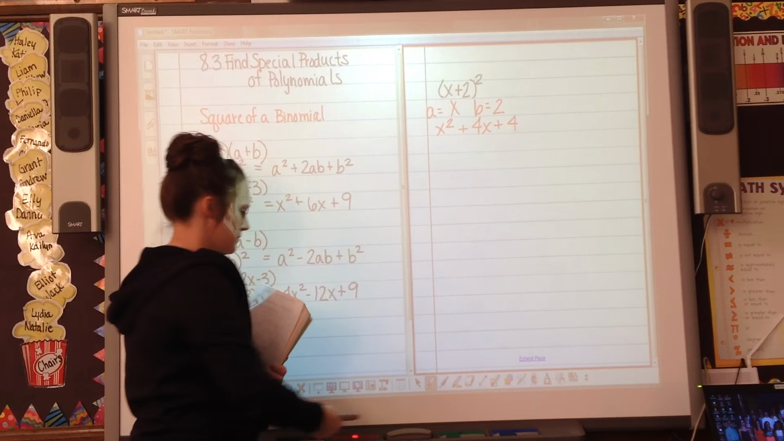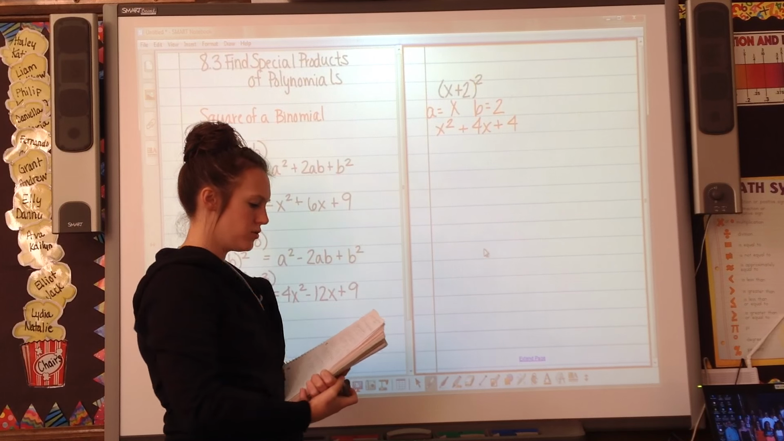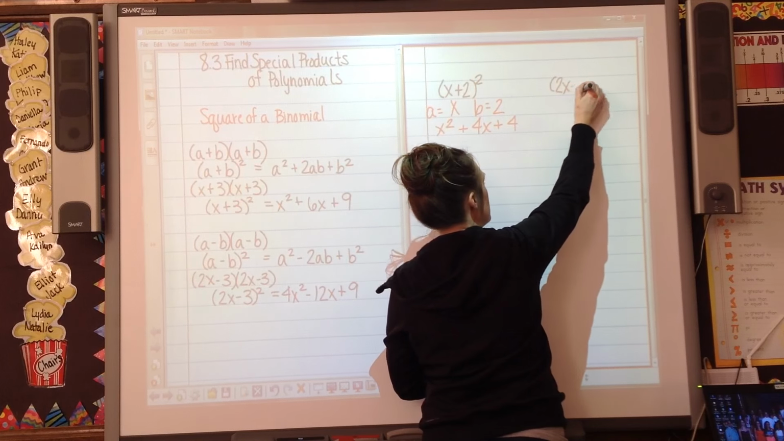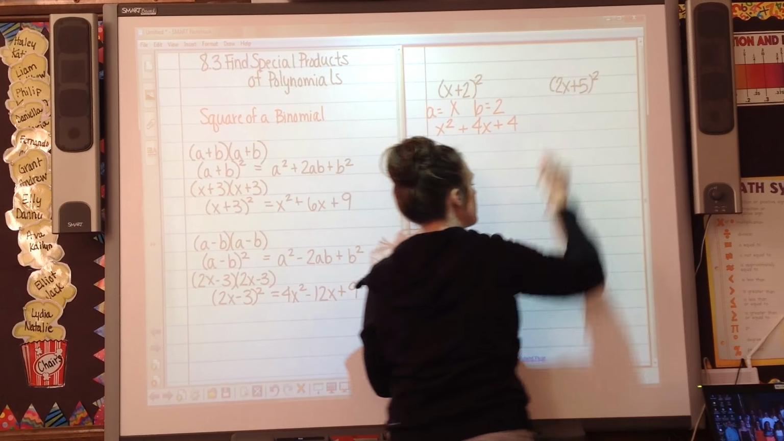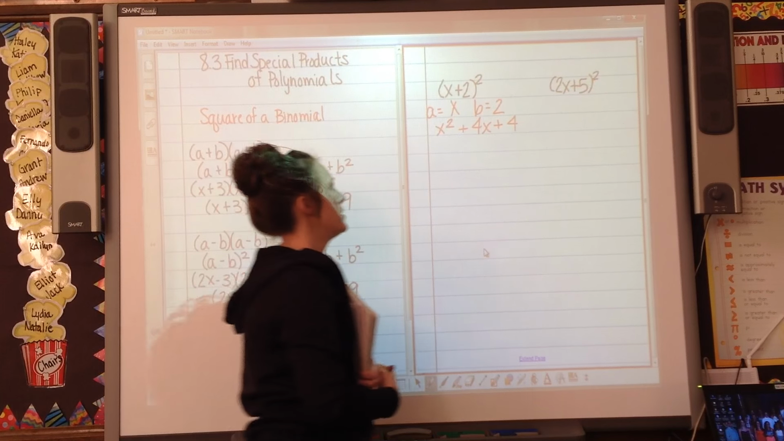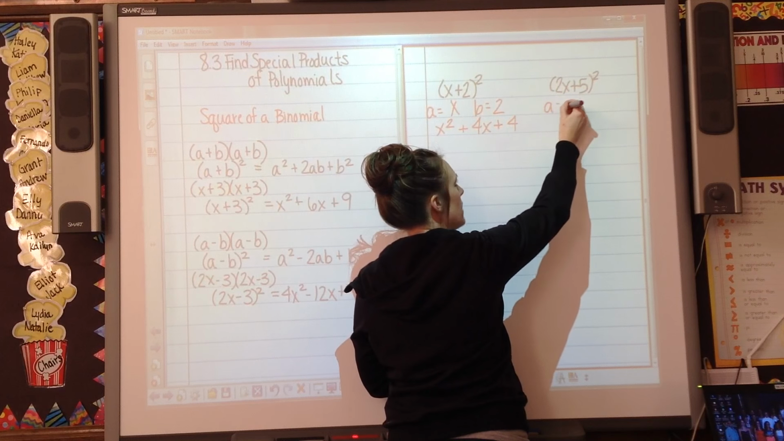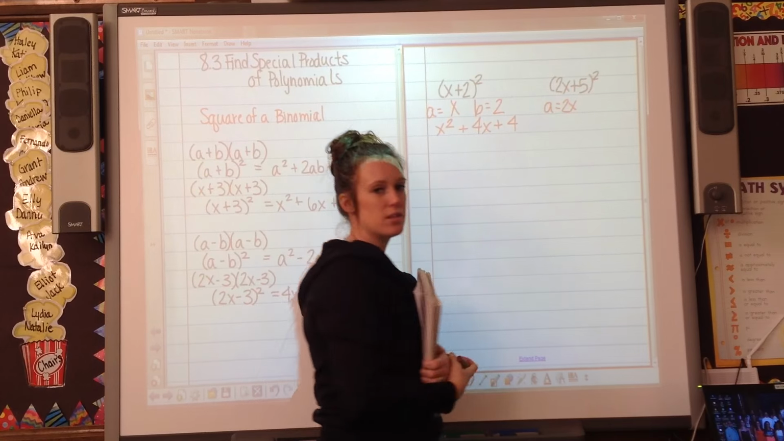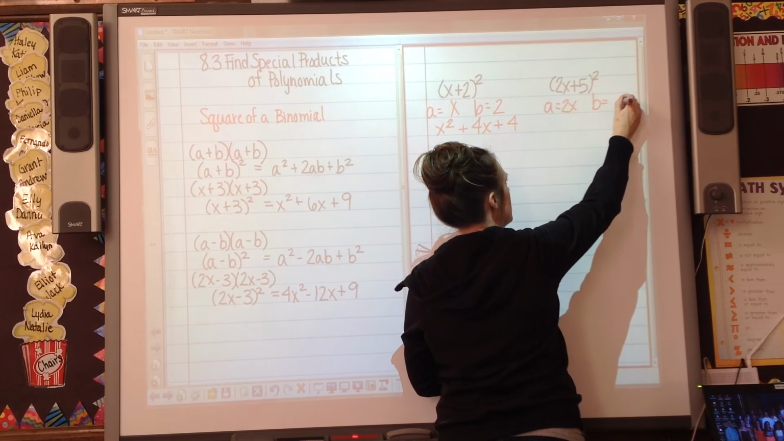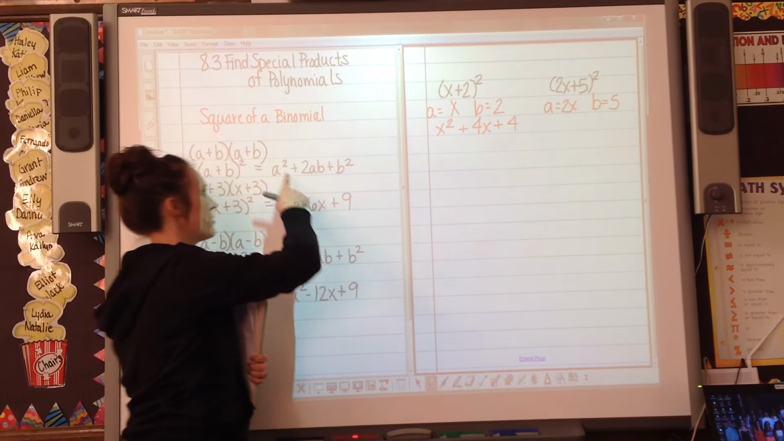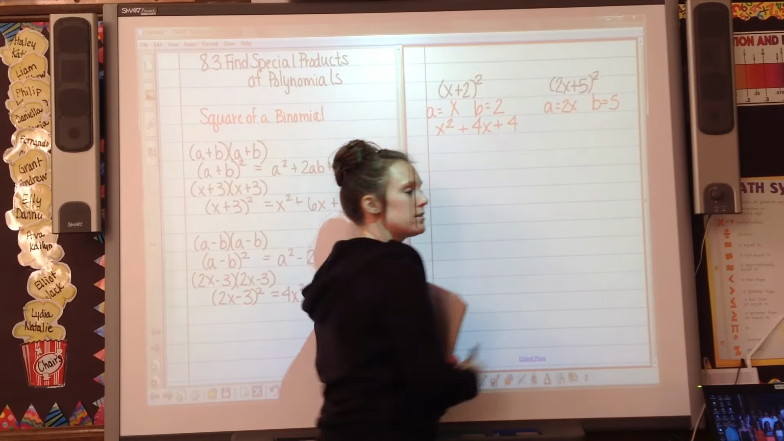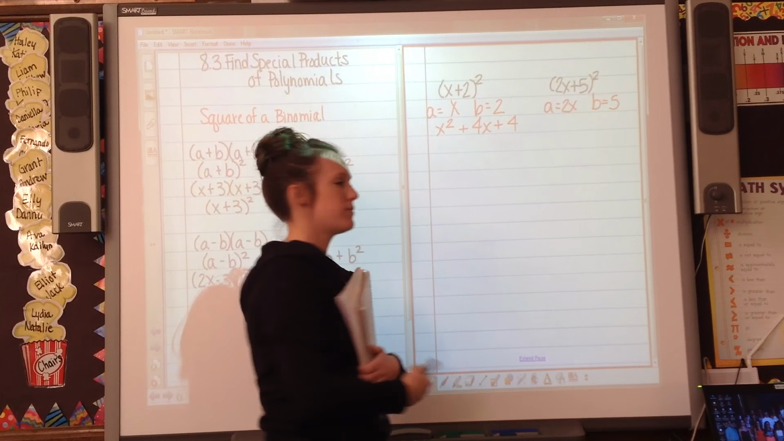Let's try another one. Let's do 2x plus 5, that quantity squared. Identify your a and your b term. My a term is 2x, it's the first term in the set of parentheses. The b term is 5. I'm going to fill it into this formula that I've memorized. A squared, 2x squared. 2x times 2x is 4x squared.